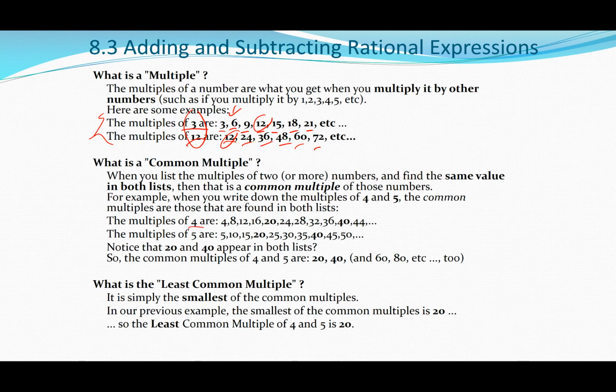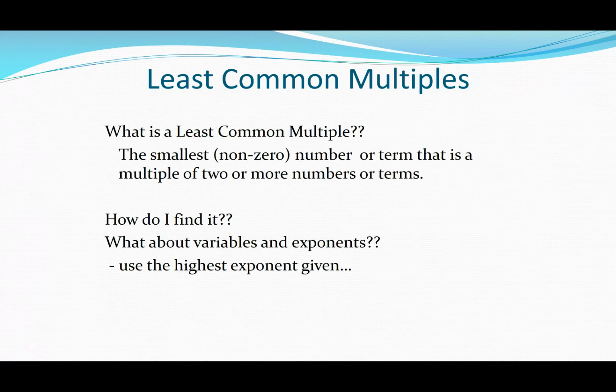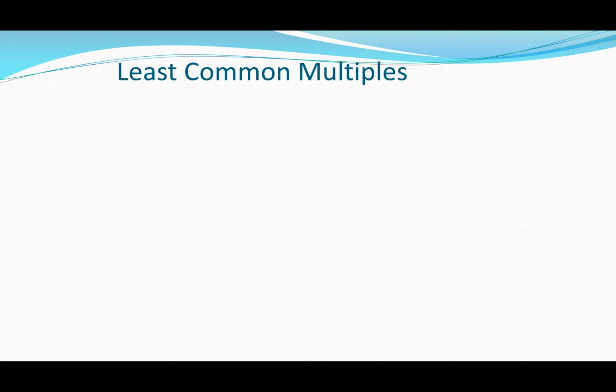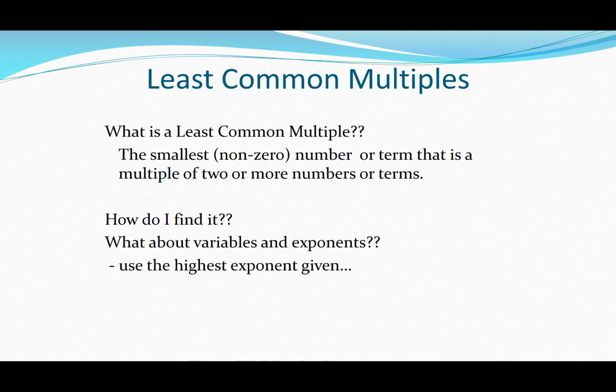If you want to look at 4 and 5, for example, here's some multiples of 4. Here's some multiples of 5. The least common multiple, the smallest one they have in common, would be 20. So remember that. That's the idea of least common multiple. Let's get into some of these. Let's look at this. So what is the least common multiple?